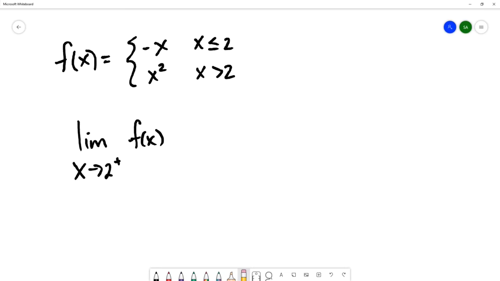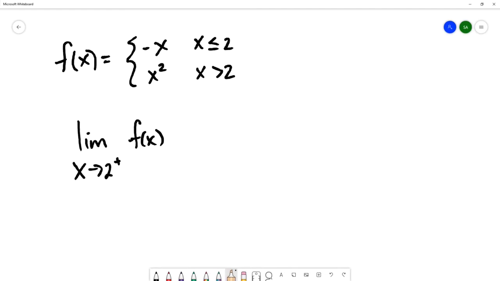On this question, we want to find the limit as x approaches 2 plus of f of x. And we can see f of x here is defined to be a piecewise defined function. That's negative x if x is less than or equal to 2, x squared if x is greater than 2.